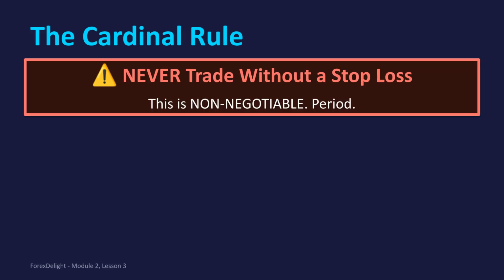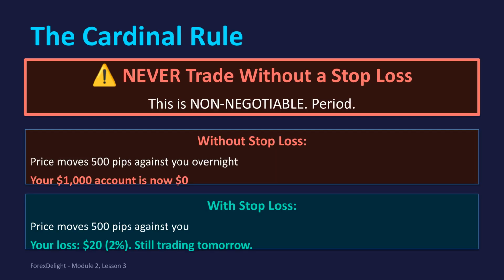Remember this cardinal rule: never trade without a stop-loss. This is non-negotiable, period. Without a stop-loss, a 500 pip overnight move could wipe out a $1,000 account. With a stop-loss, that same move limits your loss to $20 or 2%, ensuring you can still trade tomorrow.